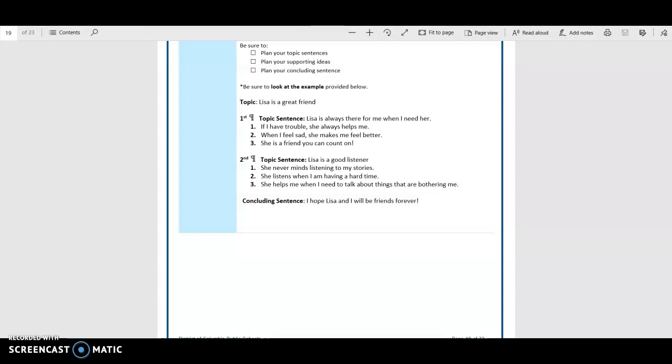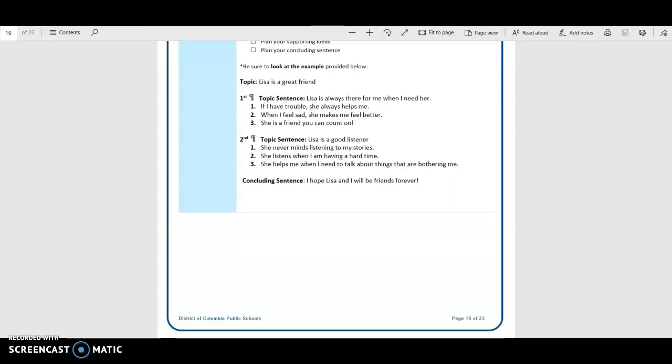Lisa's a great friend. So the first paragraph topic sentence says, Lisa is always there when I need her. If I have trouble, she always helps me. When I feel sad, she makes me feel better. She is a friend you can count on. Second paragraph, topic sentence. Lisa is a good listener. She never minds listening to my stories. She listens when I'm having a hard time. She helps me when I need to talk about things that are bothering me. Concluding sentence. I hope Lisa and I will be friends forever.